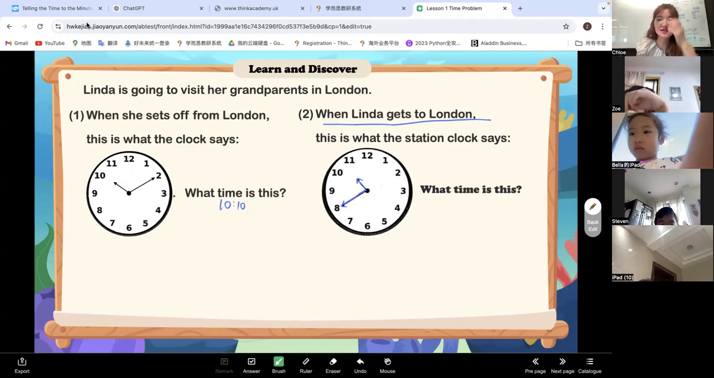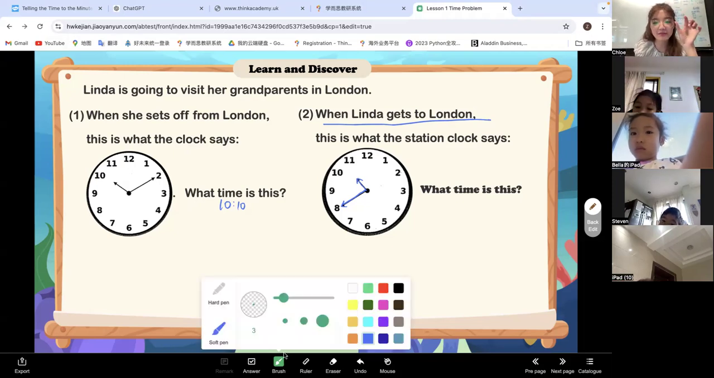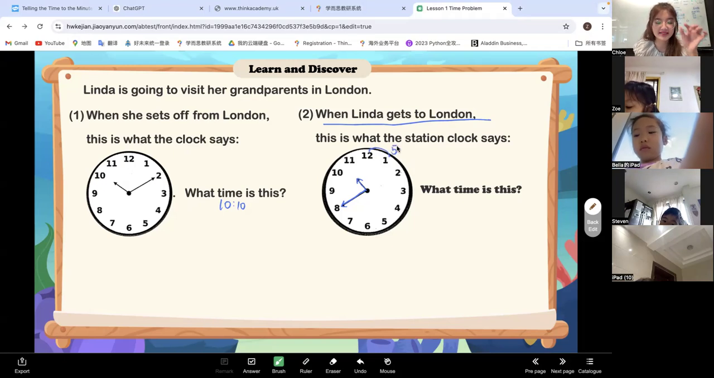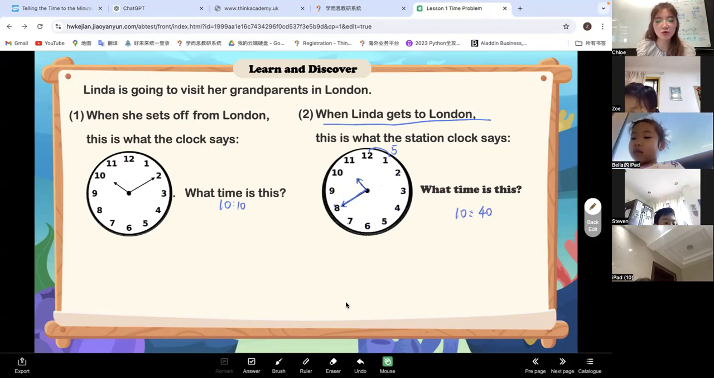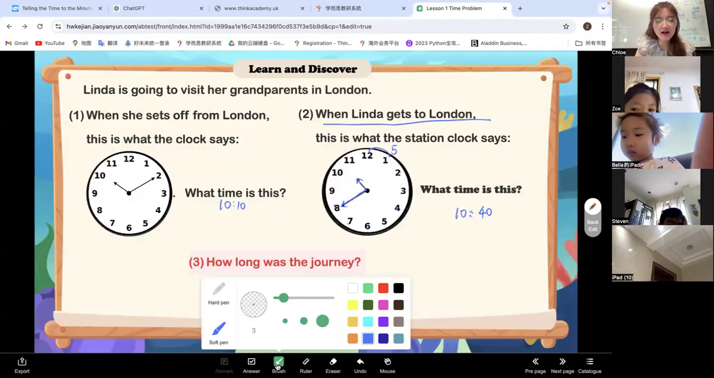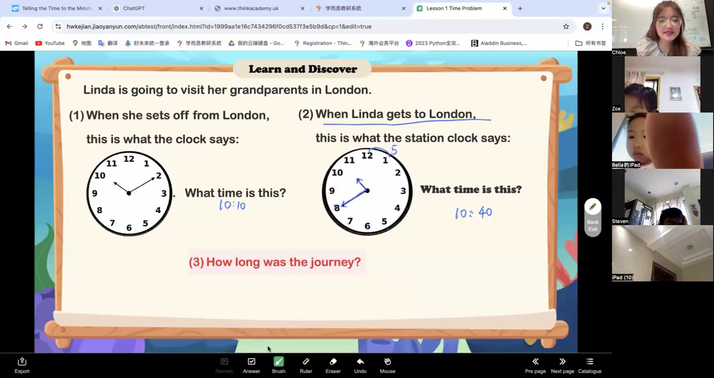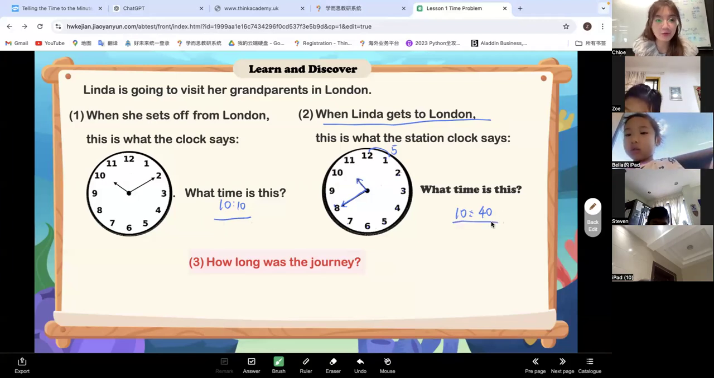Good job. Yes. So we know one large gap represents 5 minutes. So actually we can count in 5s. That's 5, 10, 15, 20, 25, 30, 35, and then 40. So the time now will be 10:40. Great. Okay. And then the next question is, how long was the journey? So now everyone, we know the starting time is 10:10. The ending time is 10:40. How long was the journey?